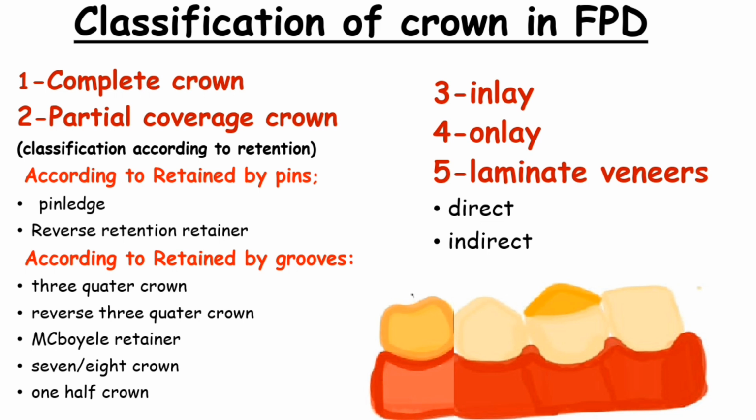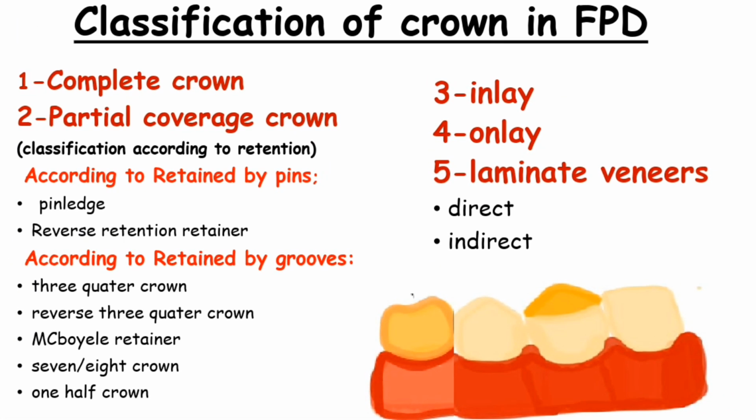Number one is the complete crown. Then there are the partial coverage crowns, which are classified according to retention. First, those retained by pins: the pin ledge and the reverse retention retainer. The other group is retained by grooves: the 3/4 crown, reverse 3/4 crown, McBoyle retainer, 7/8 crown, and 1/2 crown. The third group is inlays, onlays, and laminate veneers, which may be direct or indirect.